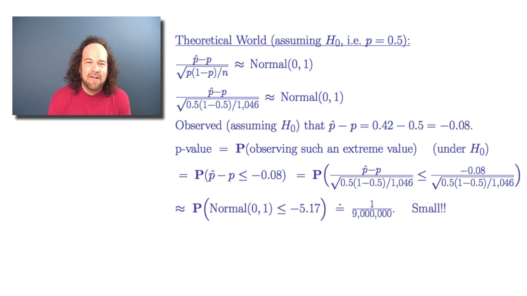So we can say, well, yeah, the p-value here is about 1 in 9 million, and that's very small. That's so small that we can say the probability that just by chance, if the mayor's true level of support was 50%, that a sample would only find 42% support is so small that we can reject the null hypothesis, and we can say that no, it's not true that the mayor's support is 50%, it's indeed true that it's less than 50%.